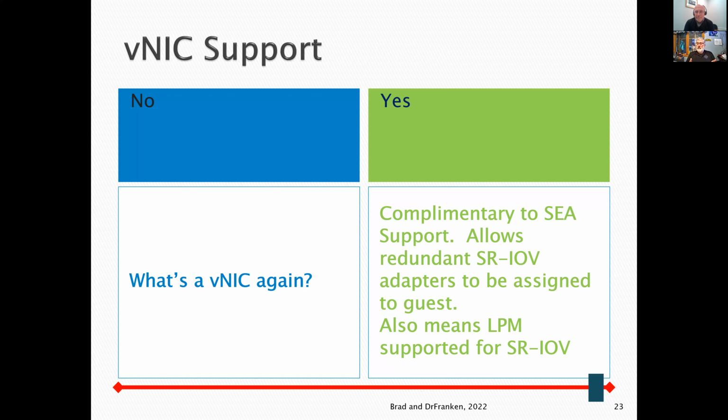Along comes VNIC, or virtual NIC. And so what VNIC does is allow a slice of an SR-IOV adapter to be attached to each of your 2 VIO servers and then shared up to the guest partition. So it's kind of cool. It's not perfect yet. There are a couple of glitches with it.